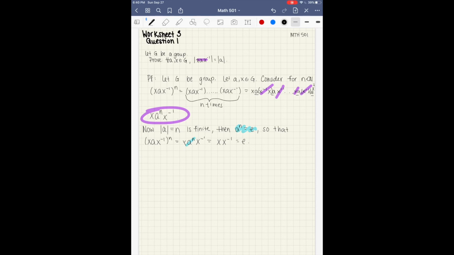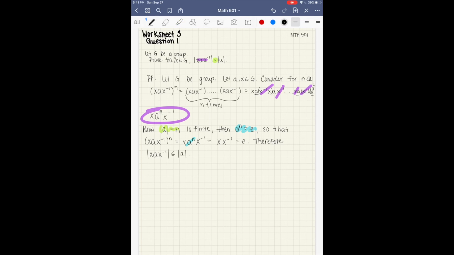So since the order of element A is equal to n, a to the n is equal to e, this means that since we got our computation down to e, the order of x, a, x inverse is a subset of the order of element A. Now, if you want things to be equal, like it does here, we proved one way, now we have to prove the other way, so that the order of A is a subset of the order of XA, X inverse.